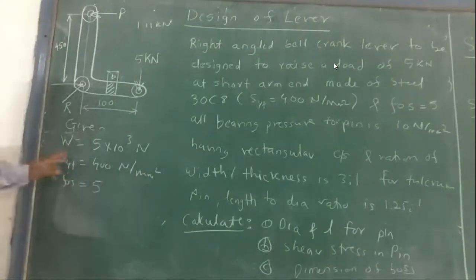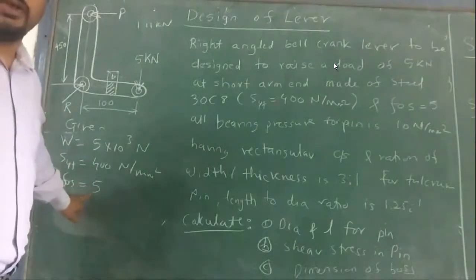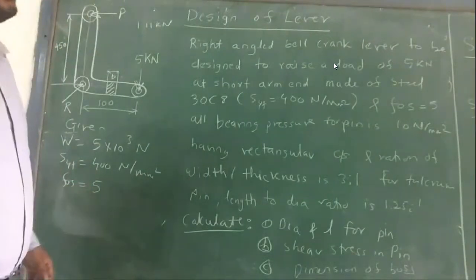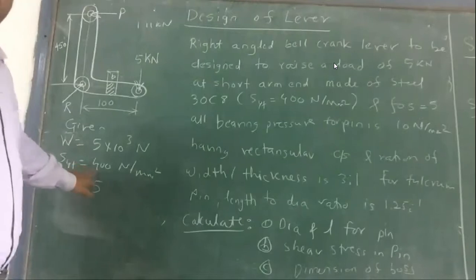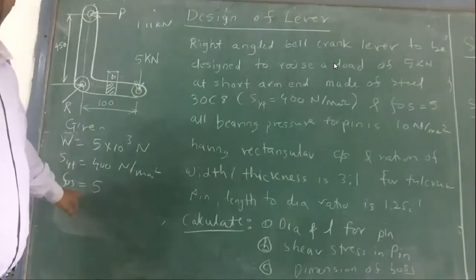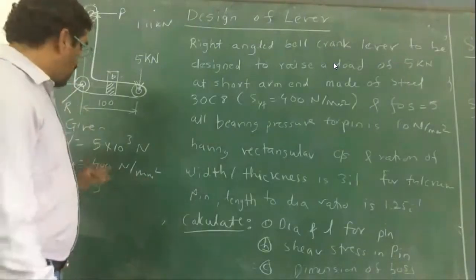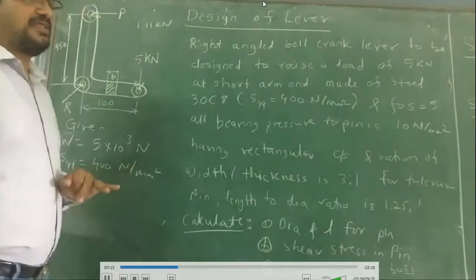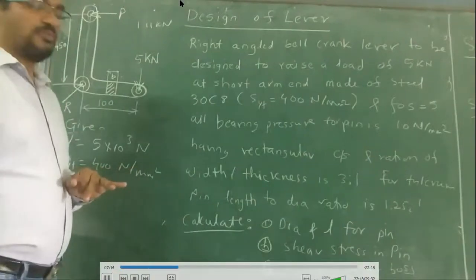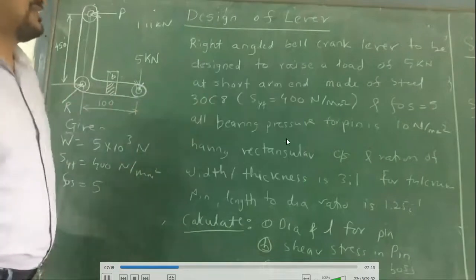With that we immediately know the working stresses. Sigma T is 400 upon 5, which is 80 Newton per mm square. Tau is 0.5 into 400 by 5, so 80 into 0.5 is 40 Newton per mm square. So we know tau is 40 Newton per mm square, sigma T is 80 Newton per mm square, and sigma C is 80 Newton per mm square. With these we got the working stresses.